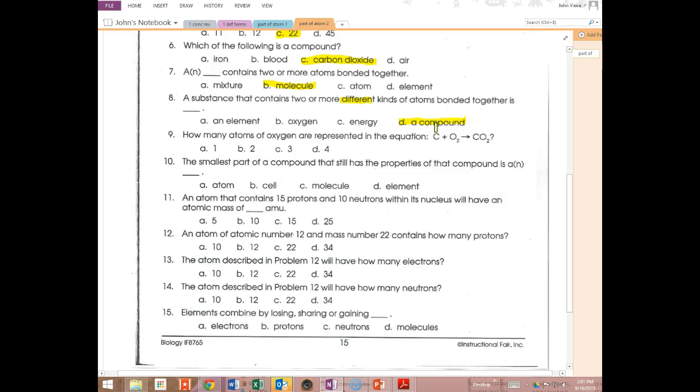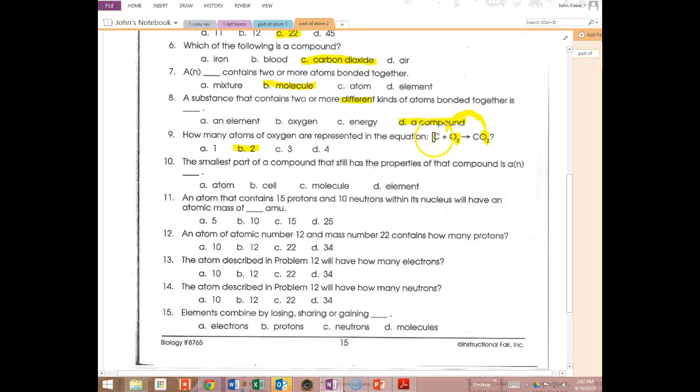How many atoms of oxygen are represented? 2. Because those two oxygen atoms are the same as these two. It's just before, as reactants, and then after, they turn into products. It's the same two oxygen atoms.